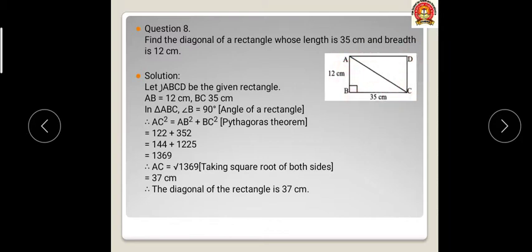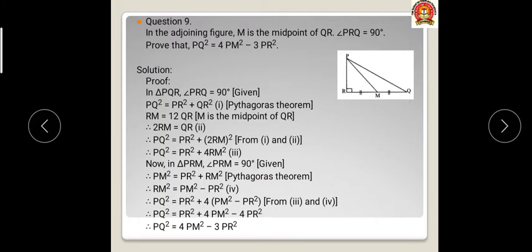Now you look towards the diagram. You know the property of a rectangle, all the angles are 90 degrees, and therefore triangle ABC is a right angle triangle. So by the Pythagoras theorem, AC square is equal to AB square plus BC square. See here, the same I am using. So 12 square plus 35 square, you will get 1369. By taking the square root, this is the square of 37, and therefore the diagonal AC is equal to 37 centimeter. Now in the adjoining figure, M is the midpoint of QR.